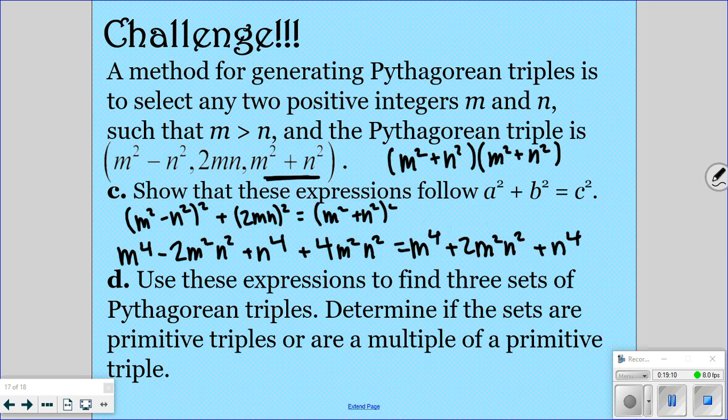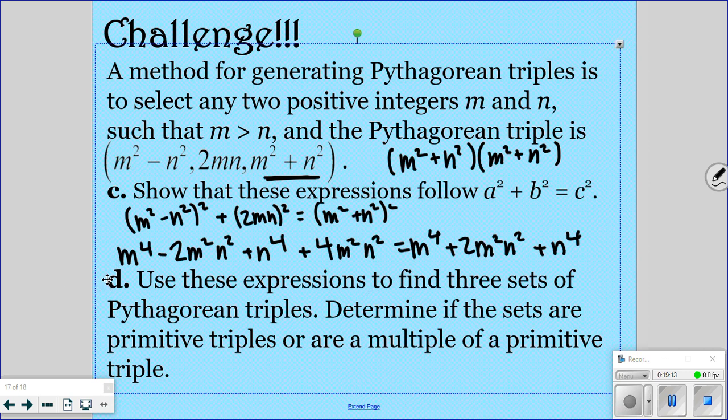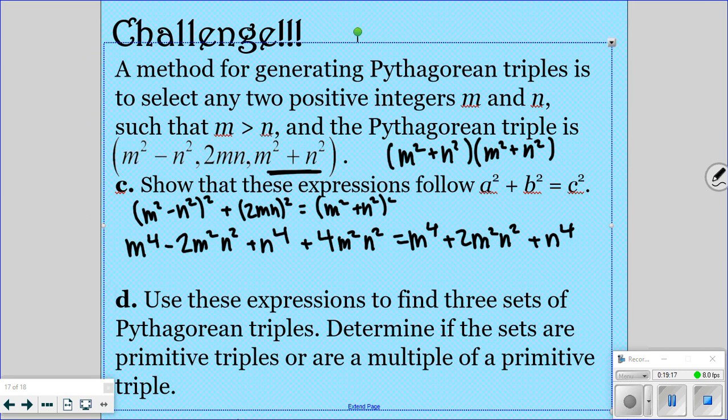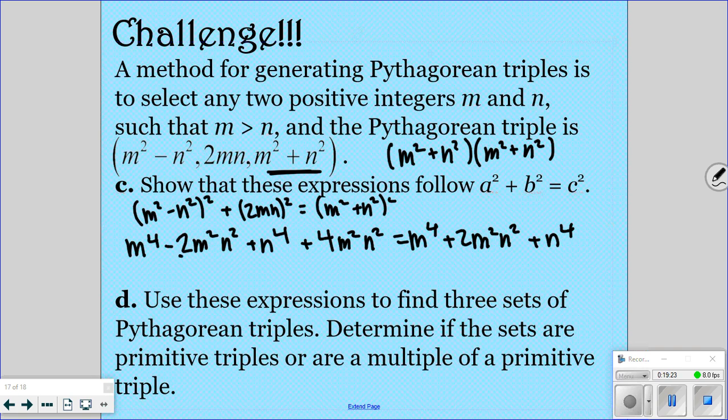And then from here, need a little bit more room. These two terms, here and here, can combine, and we'll have m to the 4th plus 2m squared n squared plus n to the 4th. And that's exactly what I have over here. So that's how they follow Pythagorean theorem.